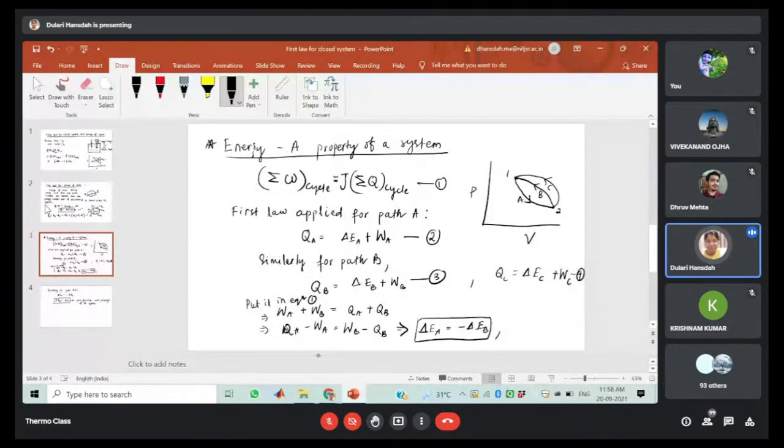So net energy transfer will be equal to the net energy change within the system, or energy stored or accumulation within the system.